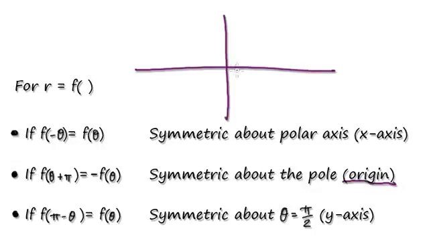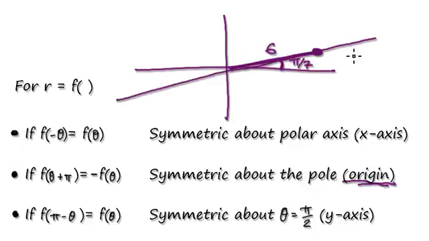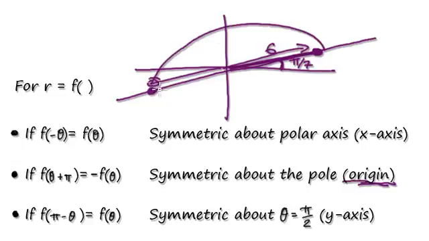Let's say this point here has angle pi over, I don't know, 7, and the radius here is 6. Now symmetry along the origin means this: the angle is still pi over 7, but currently the radius is 6, and now it's negative 6. So this point here gets mapped to here.